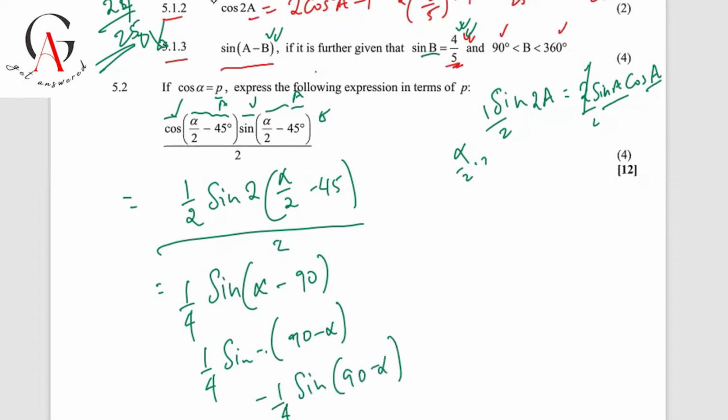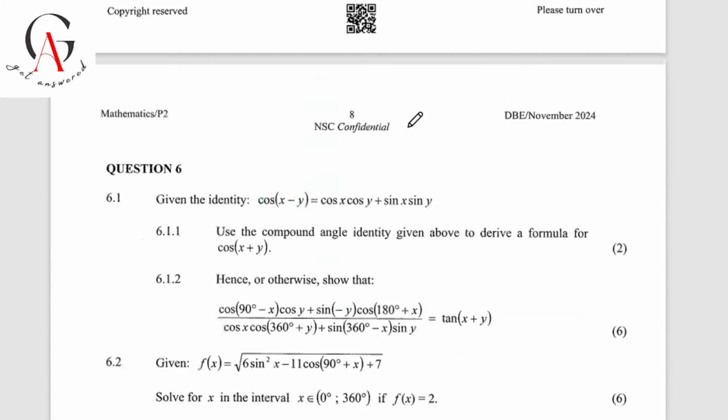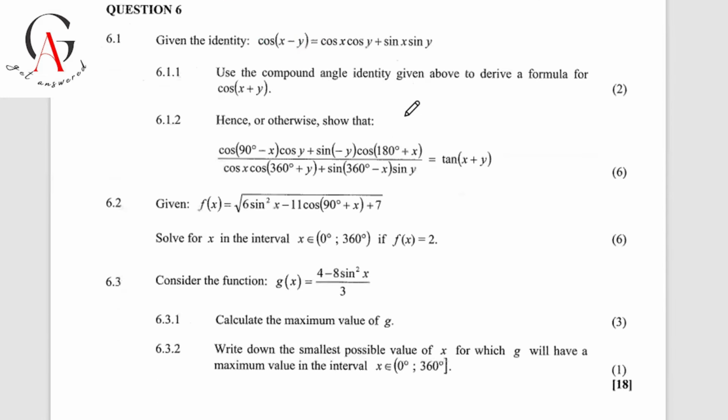So from our reduction, we know that sine of 90 minus alpha will give us cos of alpha. So this is going to be negative a quarter cos of alpha, but the cos of alpha is p, which means our final answer should be negative a quarter p. So that is question number 5. Question number 6.